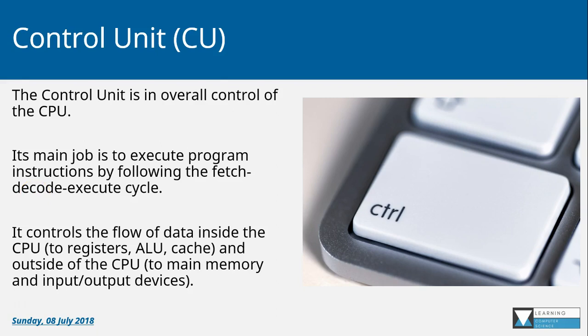Now we're going to look at that in the next video, and that's also to do with the CPU. Okay, we've also got the control unit, which controls the flow of data inside the CPU to the registers, the ALU, and the cache, and it also controls the flow of data outside of the CPU that goes to the main memory, such as RAM, or the input and output devices of your computer system.